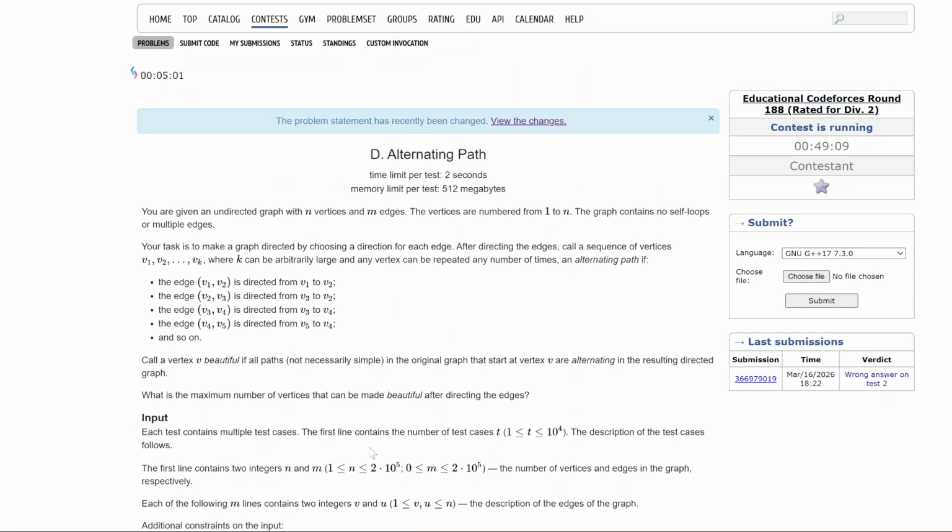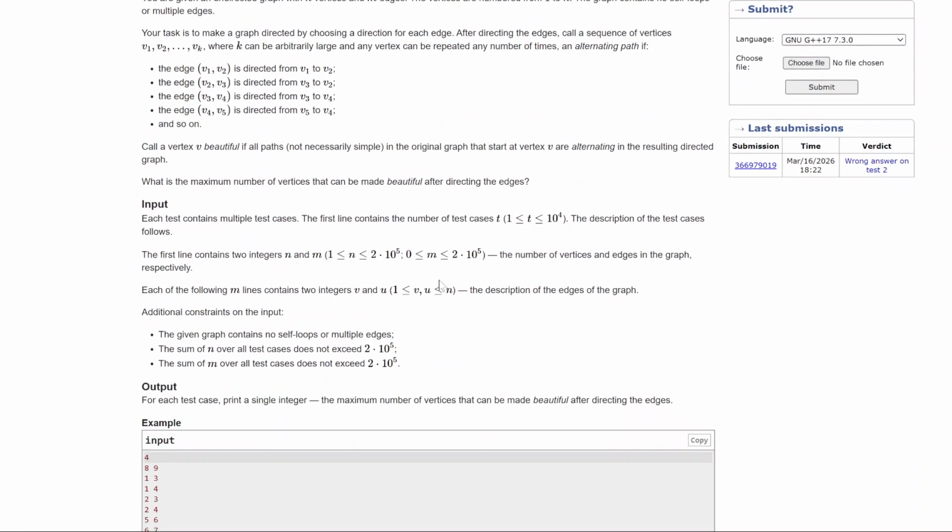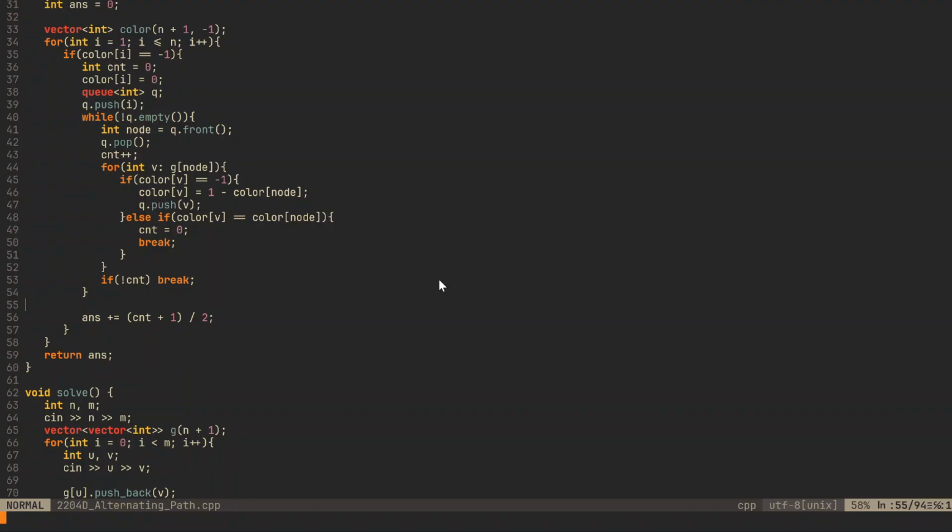Okay, wrong answer on 2. After waiting for so long, I was thinking of doing the E question. If this is wrong, then I don't know.